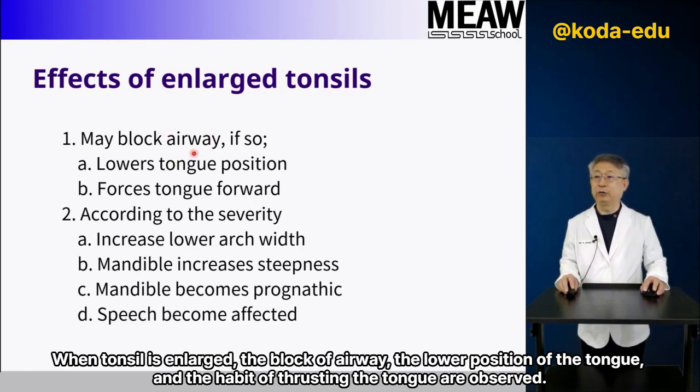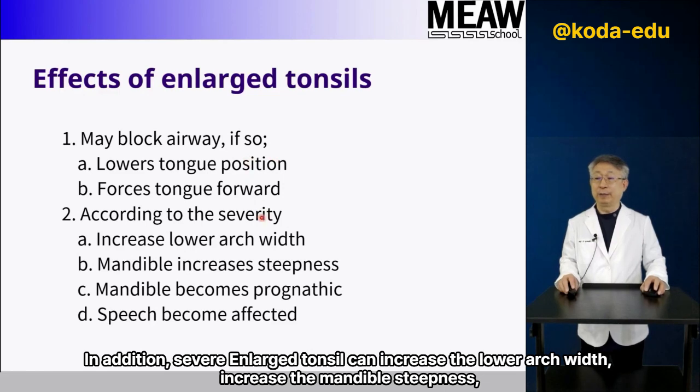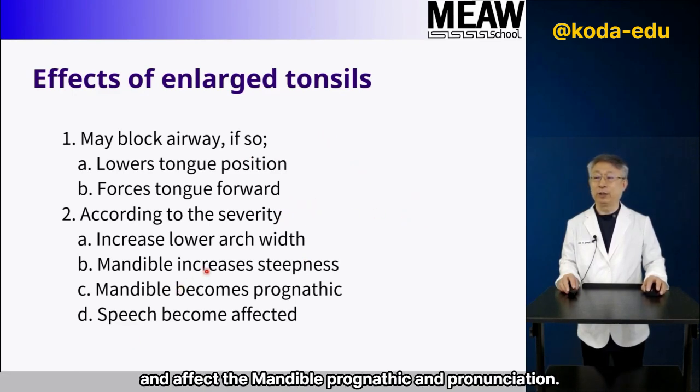When tonsil is enlarged, the block of airway, the lower position of the tongue, and the habit of thrusting the tongue are observed. In addition, severely enlarged tonsil can increase the lower arch width, increase the mandible steepness, and affect the mandible prognathic and pronunciation.